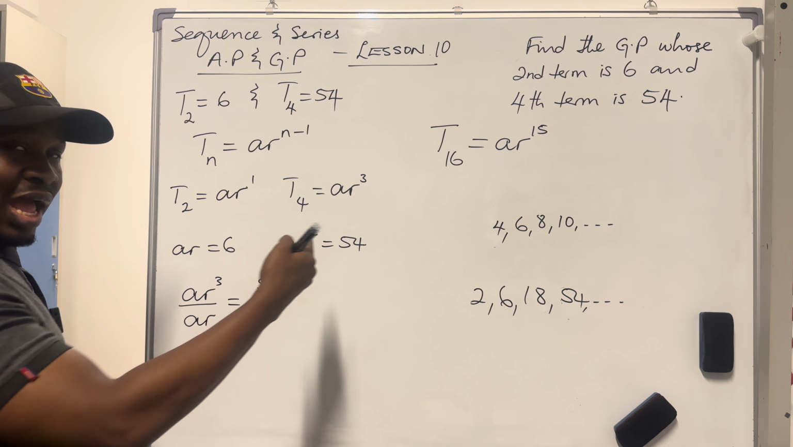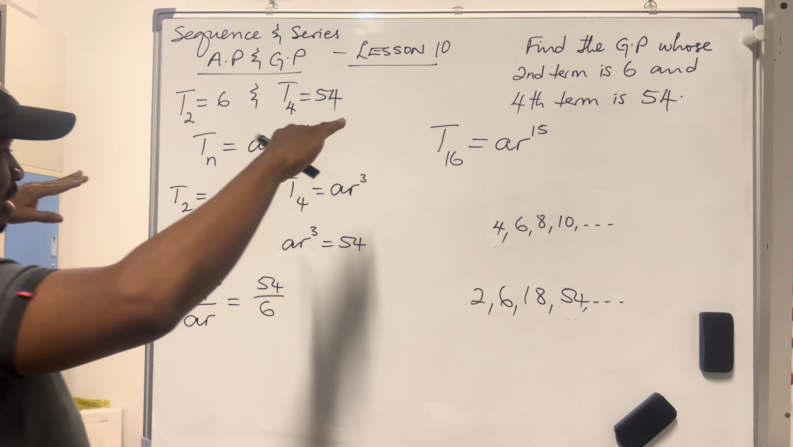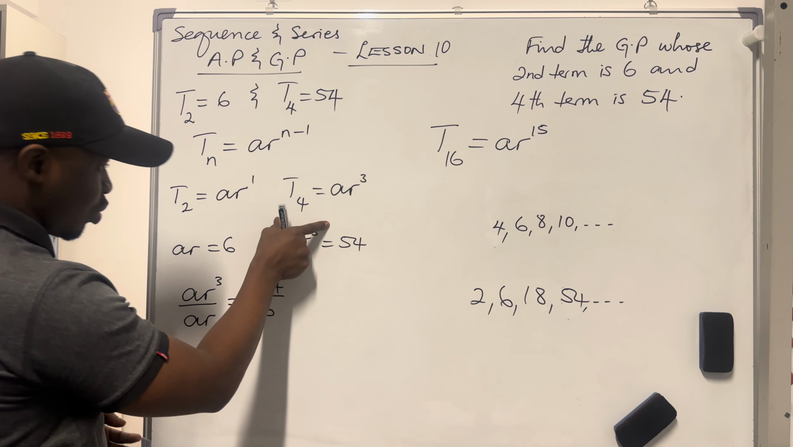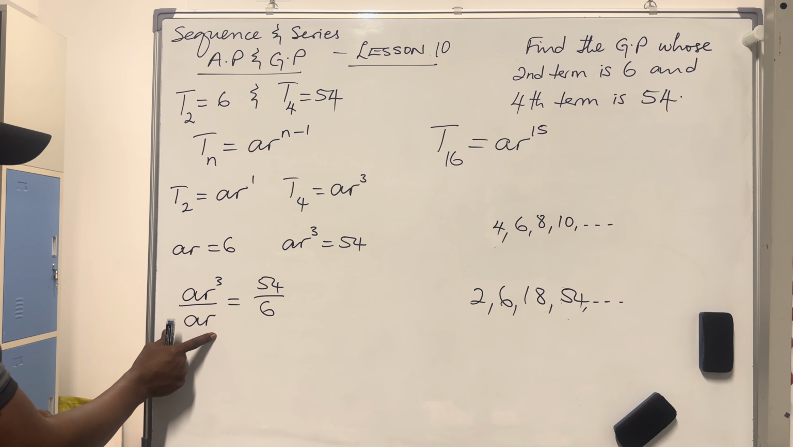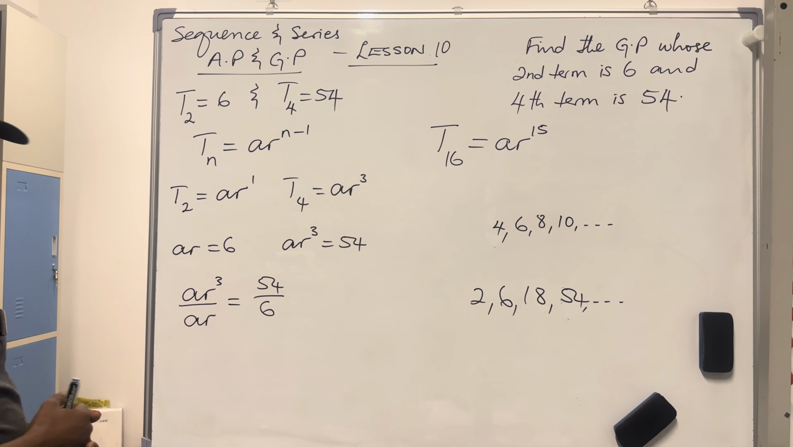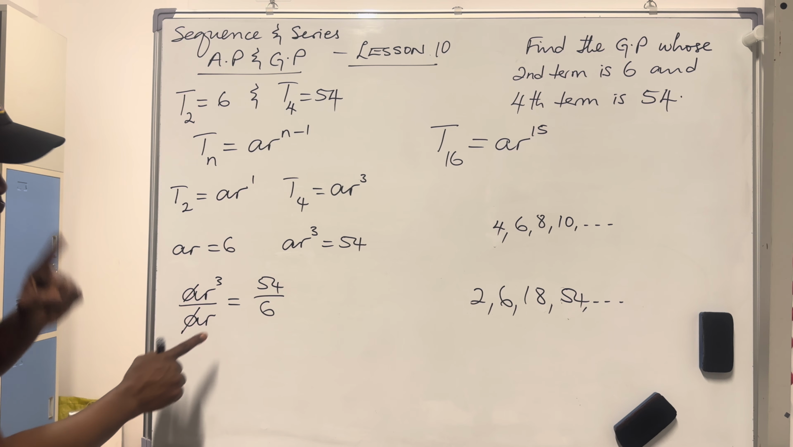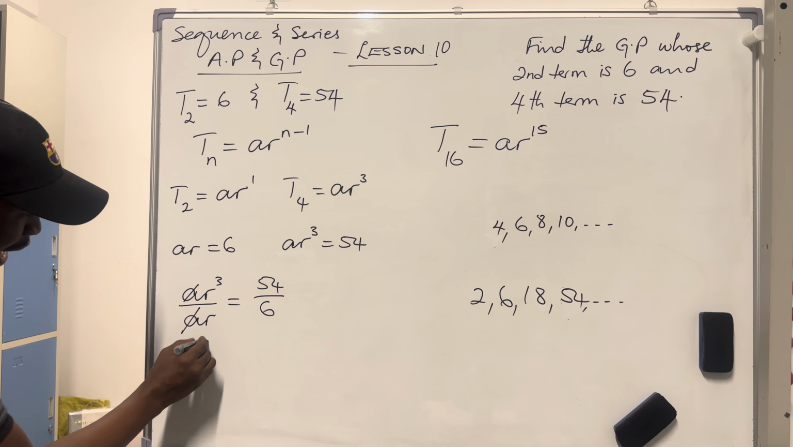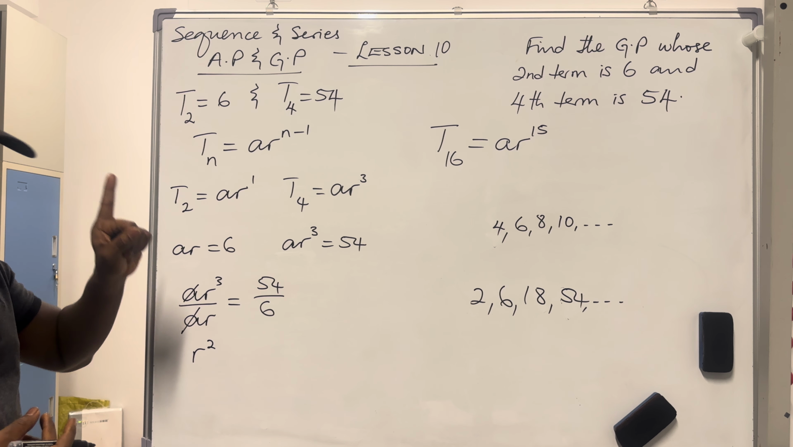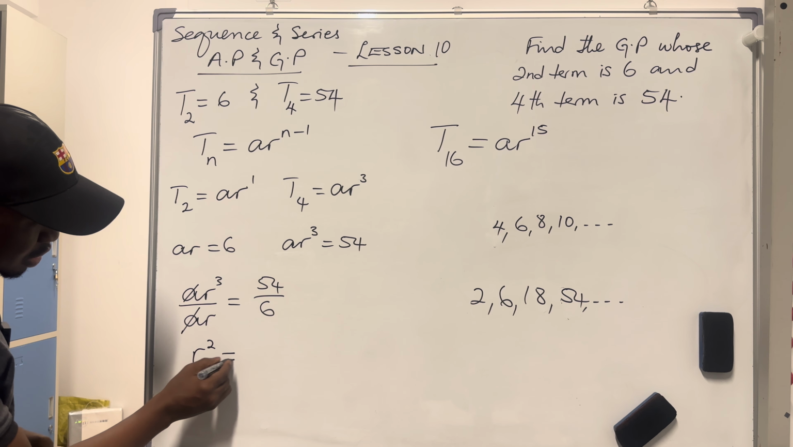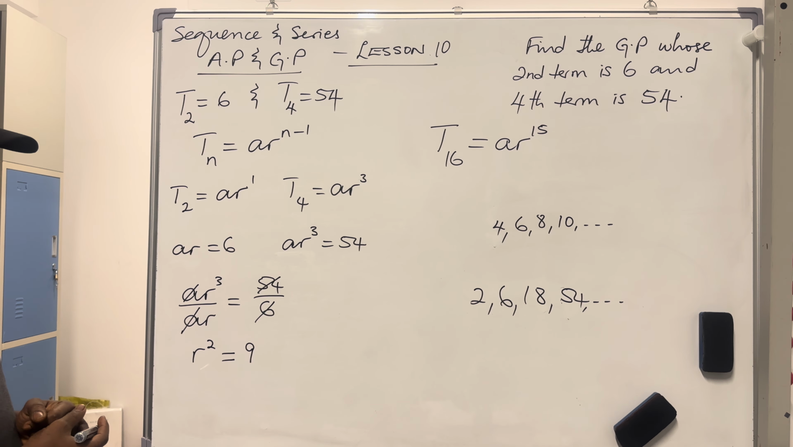The one with the higher power of R is the one in position at the top. AR cube over AR, 54 over 6. So this takes away this. This R will take away 1 R. There will remain R squared. There are 3 R's, so if this R takes away 1, there will remain R squared. 6 into 54 is 9. I hope it is clear.